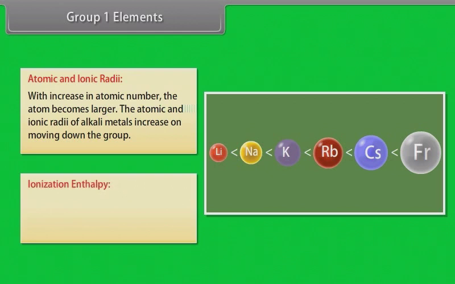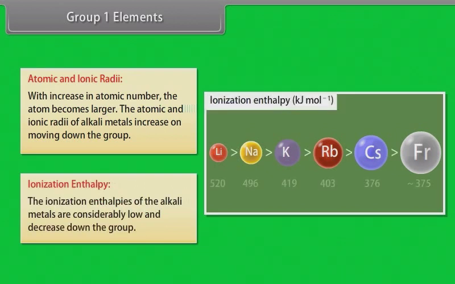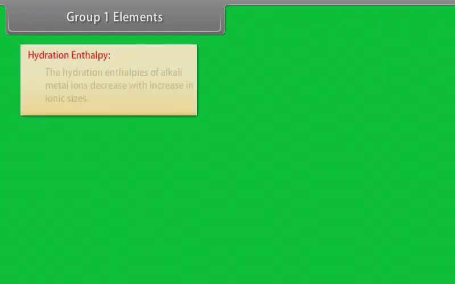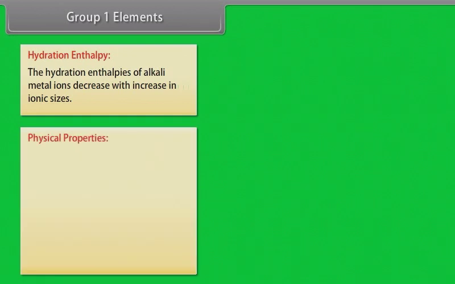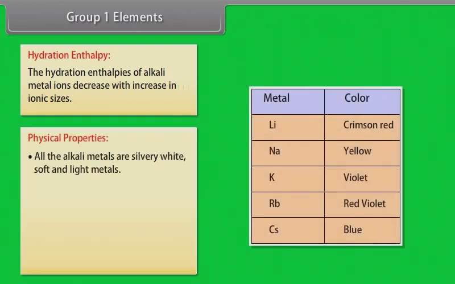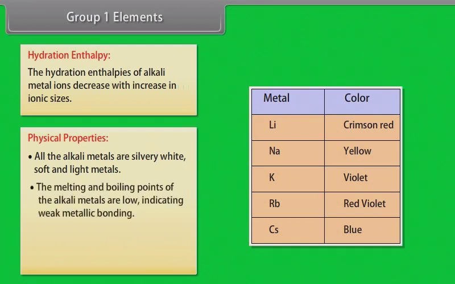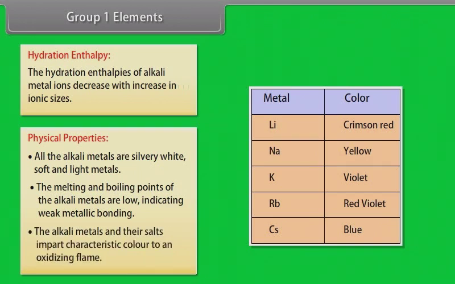Ionization enthalpy. The ionization enthalpies of the alkali metals are considered low and decrease down the group. Hydration enthalpy. The hydration enthalpies of alkali metal ions decrease with increase in ionic sizes. Physical properties. All the alkali metals are silvery white, soft and light metals. The melting and boiling points of the alkali metals are low, indicating weak metallic bonding. The alkali metals and their salts impart characteristic color to an oxidizing flame.